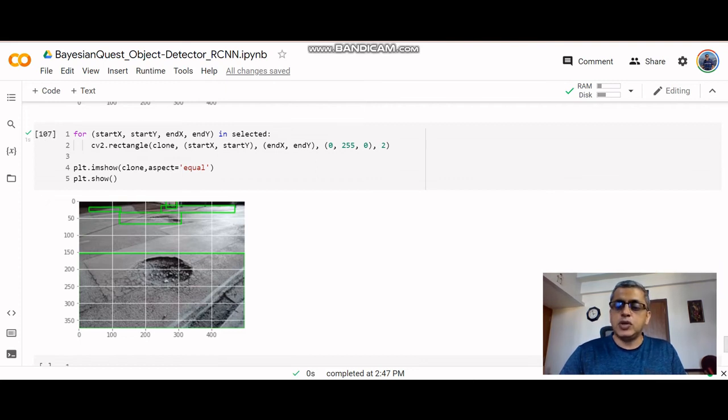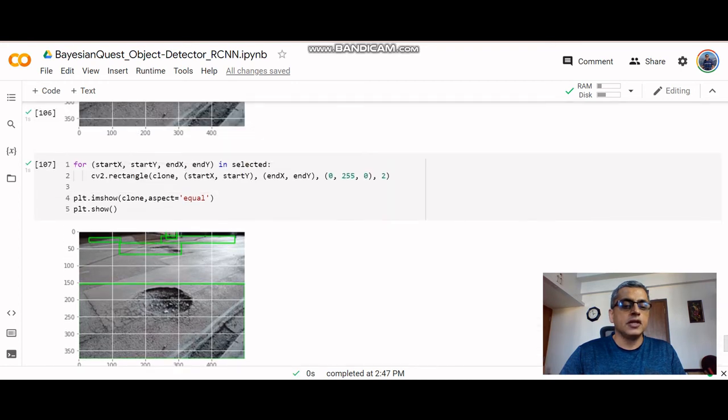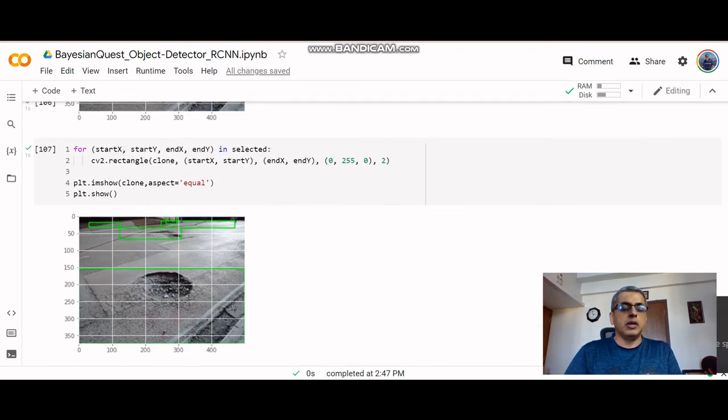As you can see, our algorithm has localized the potholes into the right region, which is actually good. So that takes us to the end of this implementation of RCNNs.